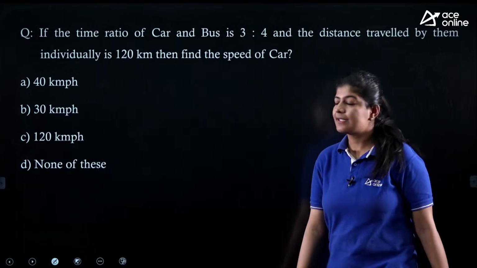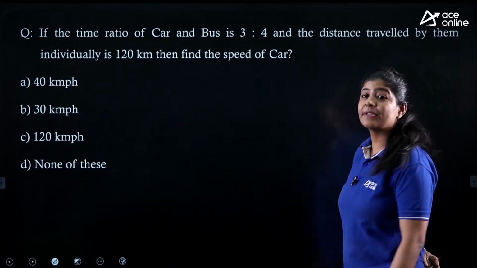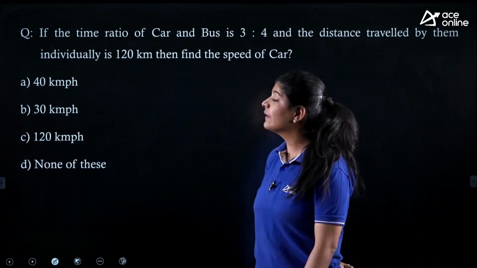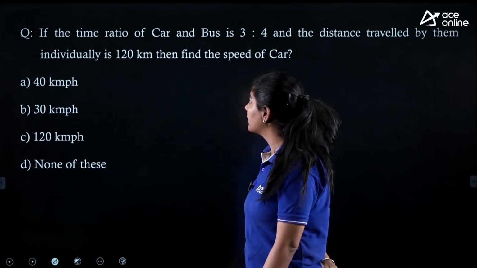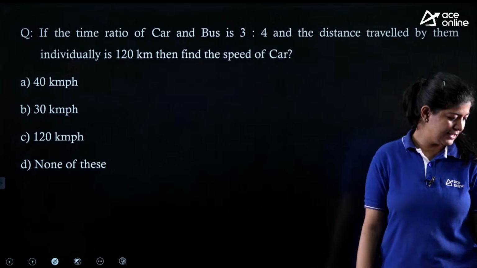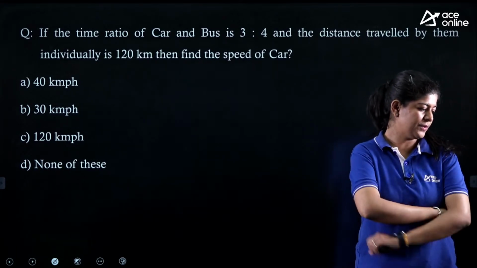The next question says that if the time ratio of car and bus is 3:4 and the distance travelled by them individually is 120 kilometers, then find the speed of the car. It's again a very easy one. Very good Ravinder. Now just try to solve this particular question.